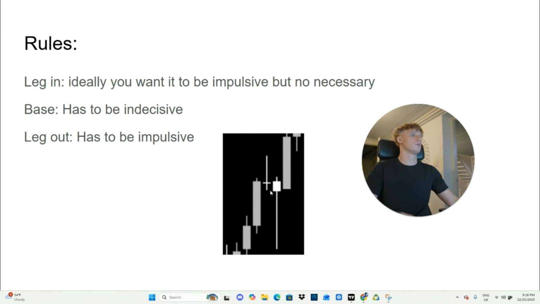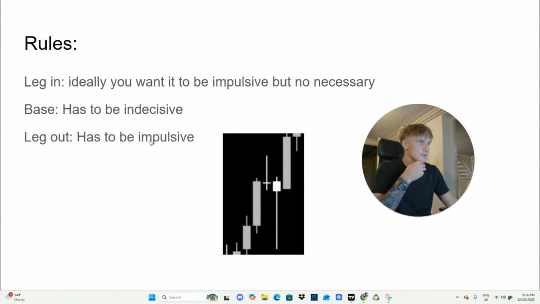Okay. Now, with the leg in, right, I found that you don't need to be super, super strict with it. You want it to be ideally impulsive, but it's not an absolute necessity. Okay. The main thing that we're looking for is the leg out. It has to be impulsive, and I'll explain why, right? And then the base, pretty simple. It just has to be indecisive.